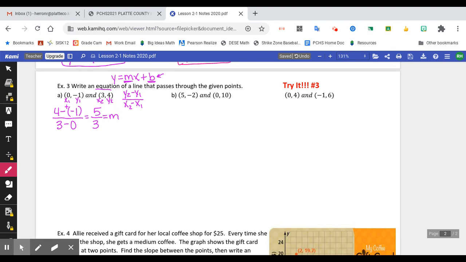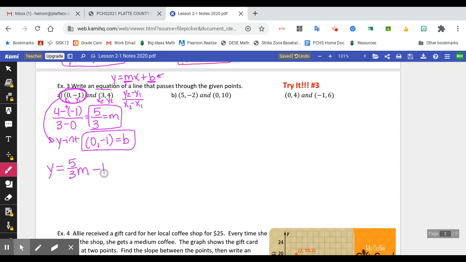Well, if you remember, a y-intercept always happens when 0 is in the x place. So this guy right here is actually the y-intercept, the b. 0, negative 1 equals your b. So we have both parts that we need. Here's my m, and here's my b. So let's put it in an equation. Y equals 5/3 m minus 1.